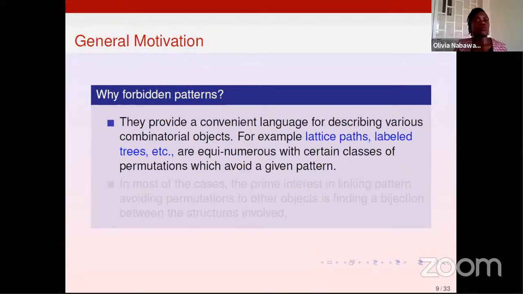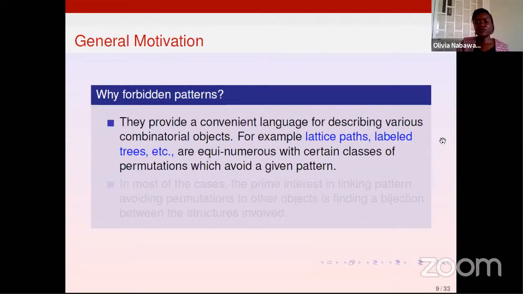So why are we studying these patterns, permutations avoiding certain patterns? Studying patterns provides a convenient way for describing various combinatorial objects. For example, we have lattices like the Motzkin paths, Dyck paths, labeled trees. It can sometimes be frustrating and cumbersome to study these on their own, and these permutations avoiding certain patterns can come in and maybe give us a better way to understand such structures.